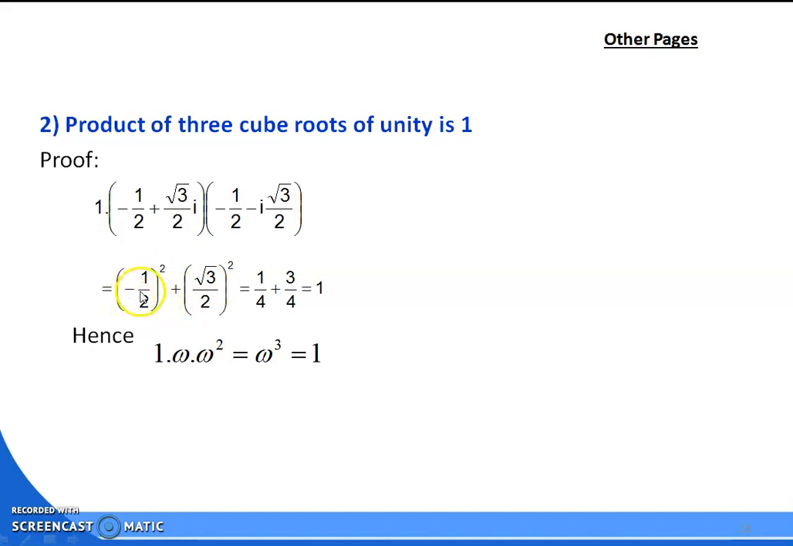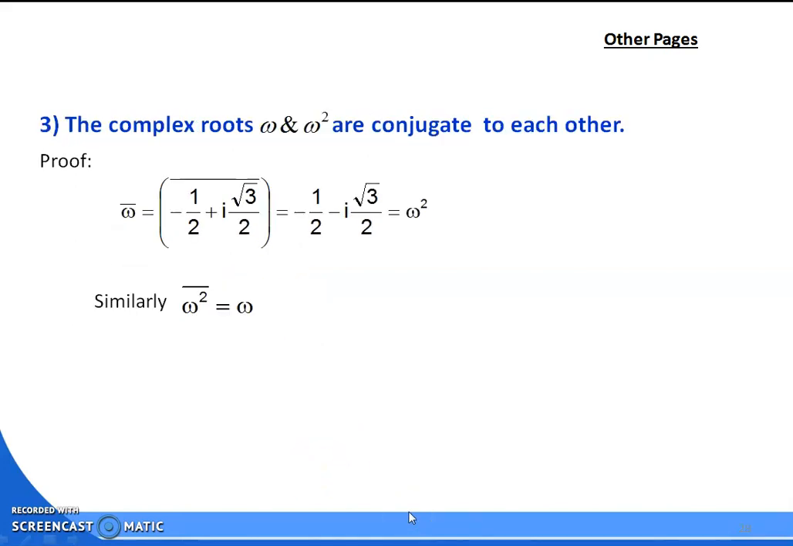Clear? Then A square, so minus square is positive, so 1 by 4, plus root 3 by 2 whole square, that will be 3 by 4. So finally 3 plus 1 will be 4 by 4, that equals 1. So we can find omega into omega square equals 1. So 1 into omega into omega square equals omega cube, that equals 1. So you obtain another formula: omega cube equals 1. Clear? So this is the second property of the cube roots of unity.